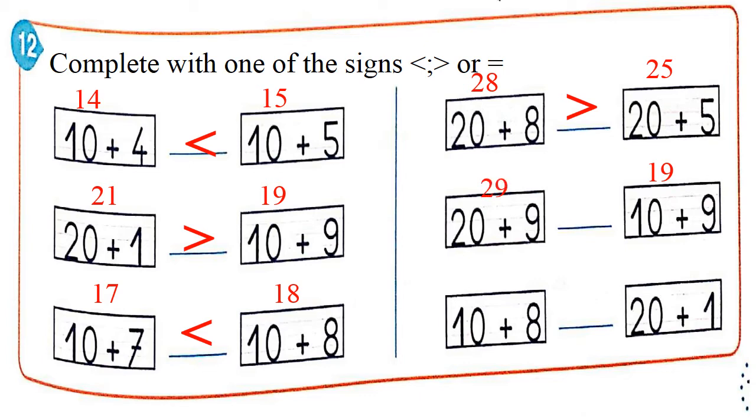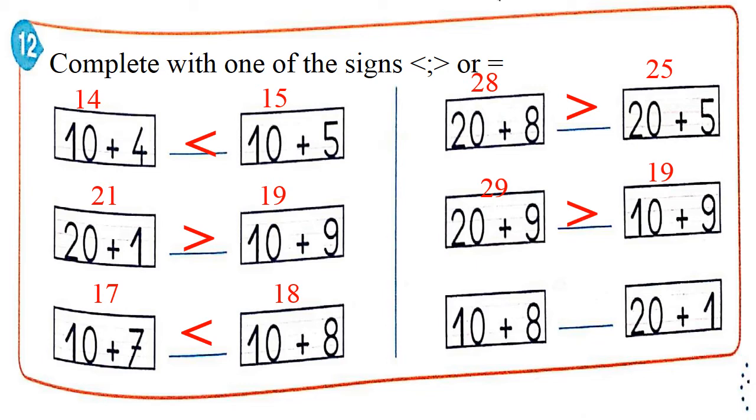Which number is bigger? We have to look at the tens. Which ten is bigger in these two numbers? Of course, the 29 is bigger because it has 2 tens while 19 has only 1 ten. So 29 is bigger than 19.